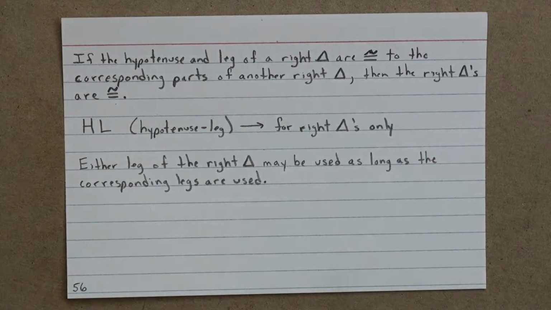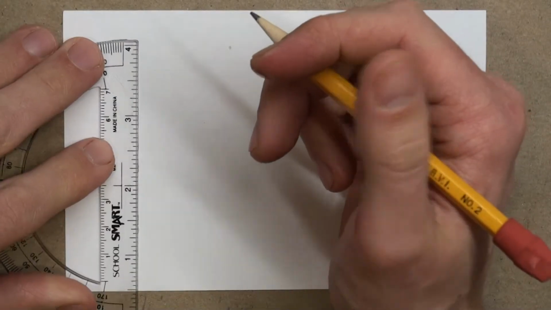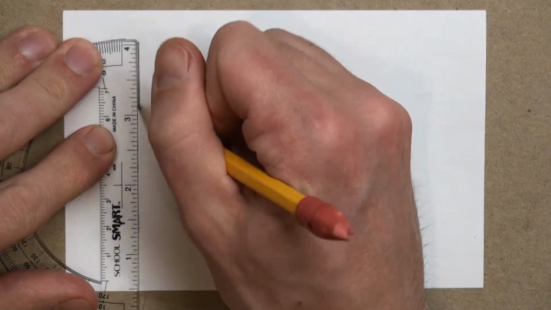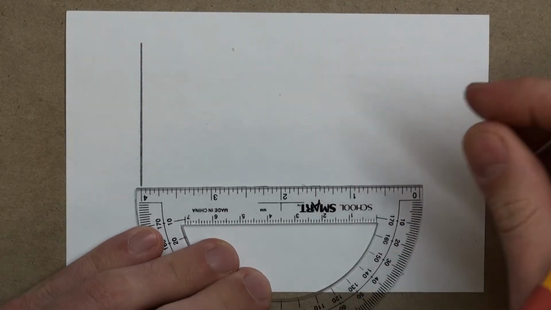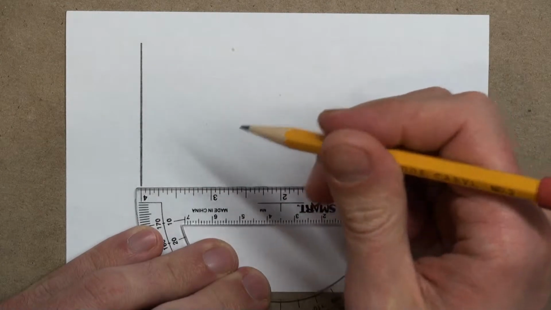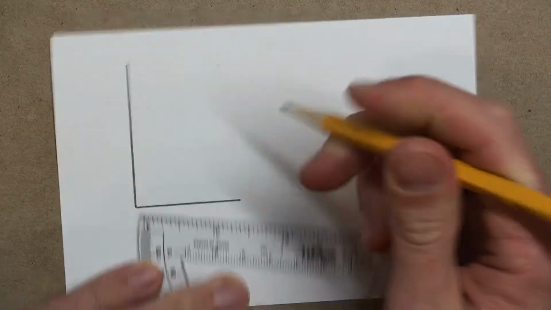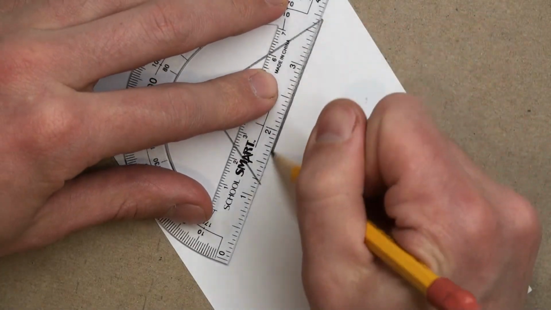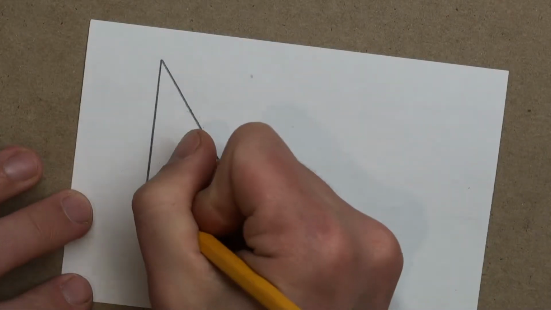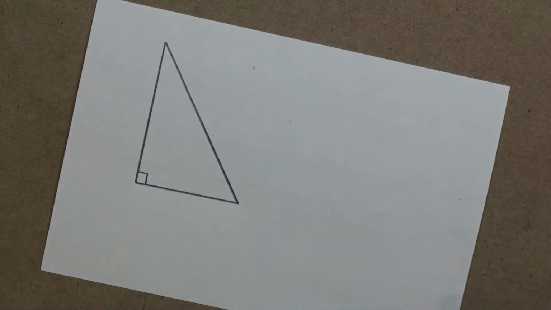Okay, so let's see a picture of what this could look like. So now I have right triangles, all right? So I'll draw your standard, well, I'll draw it the best I can anyway. So this would be the right angle.